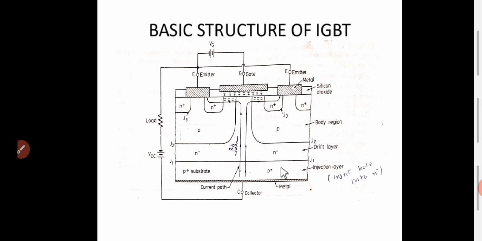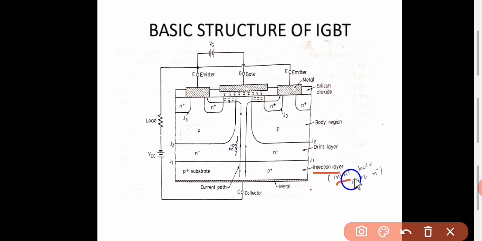This layer is known as the injection layer, which injects holes into the N minus layer. Holes are injected into the N minus layer from the P, and this region is known as the drift region. The on-state resistance offered by the device is offered by this region. So the gate signal is connected between gate and emitter, and the load is connected between collector and emitter from VCC.